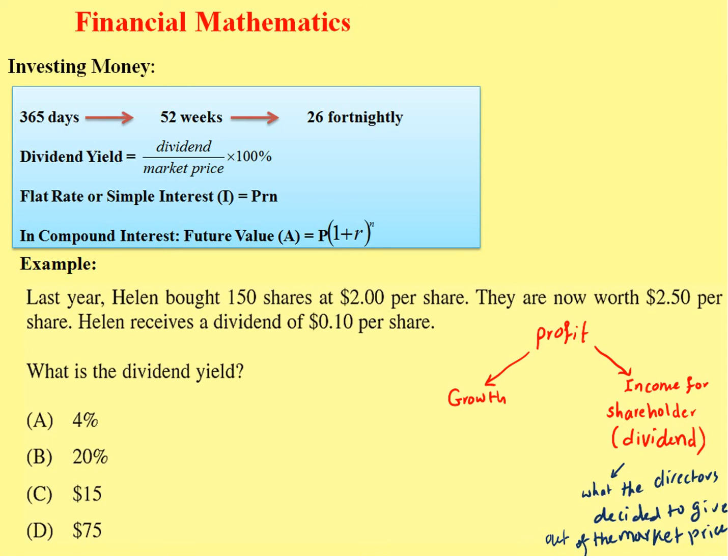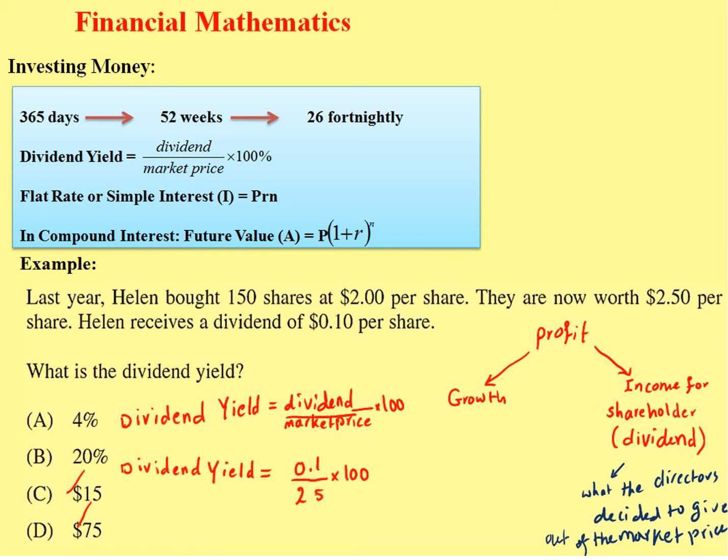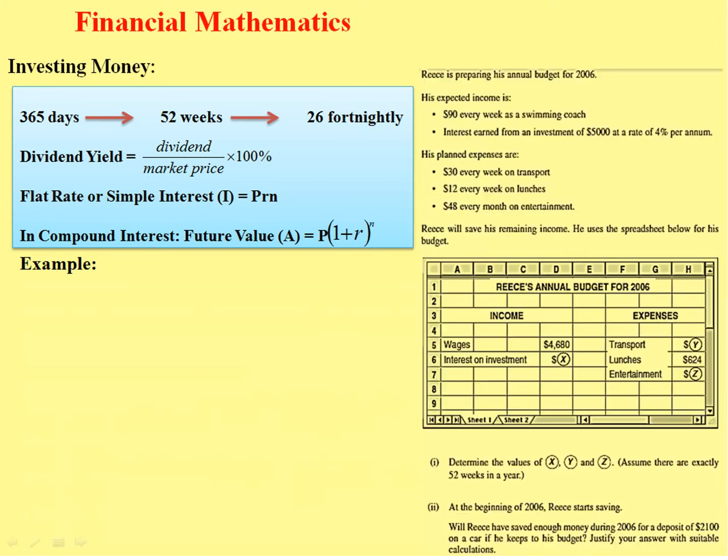So we know it's a percentage out of the market price, so we know it's not C and it's not D. Now, because we know all the terms, we can substitute back in the formula and get an answer. So we know the formula of the dividend yield. We just substitute back as 0.1, the dividend, over 2.5, which is the market price, times 100, and that would give me 4%. Remember, the dividend is what the directors decided to give to the shareholders.